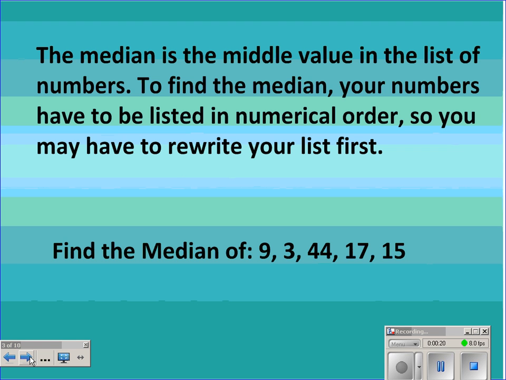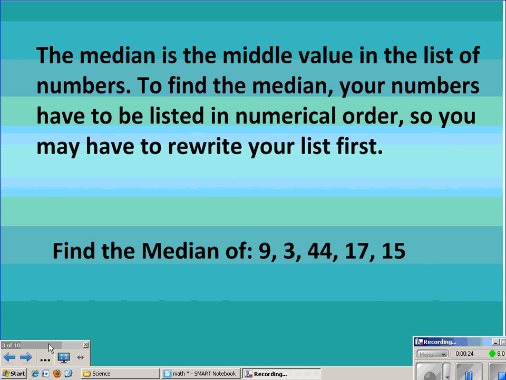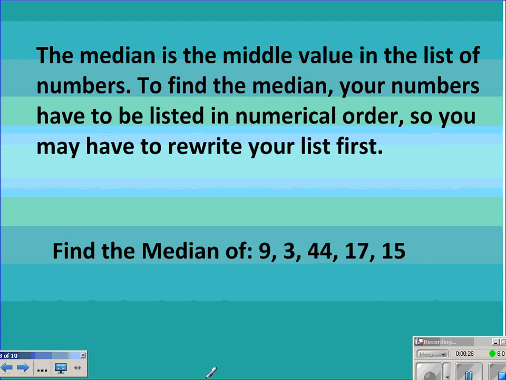To find the median, your numbers have to be listed in numerical order, so you may have to rewrite your list first. Find the median of 9, 3, 44, 17, and 15. First, you line up the numbers from smallest to largest. So you will have 3, 9, 15, 17, and 44.